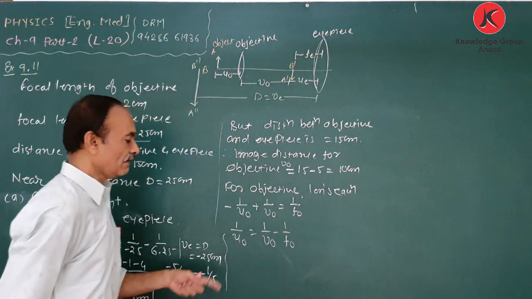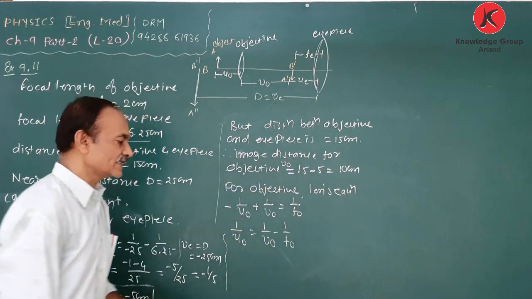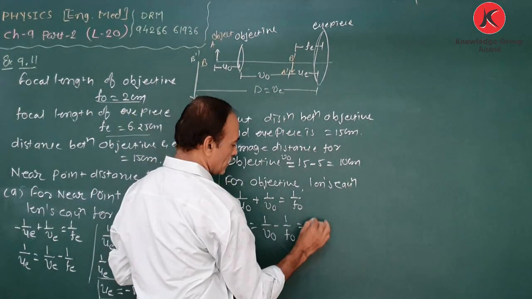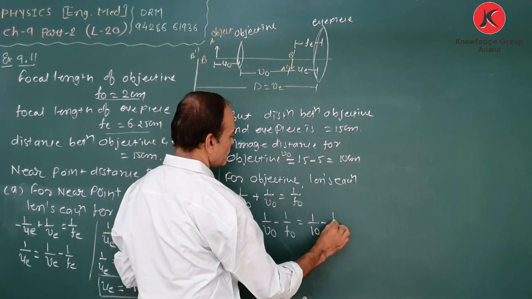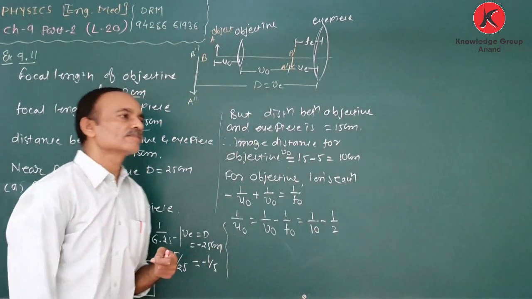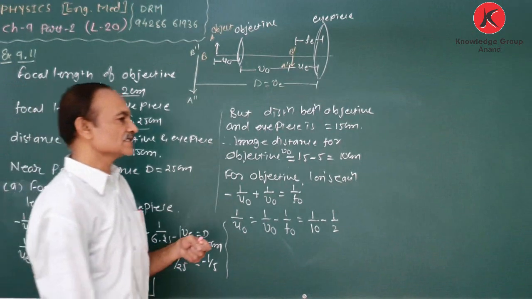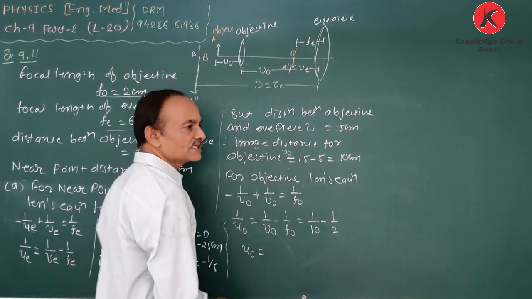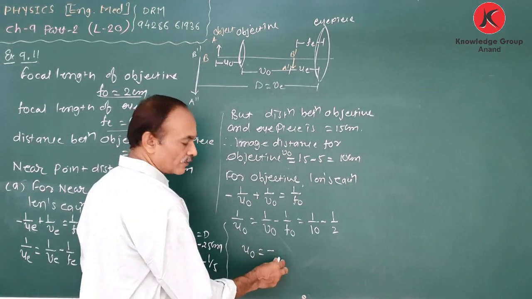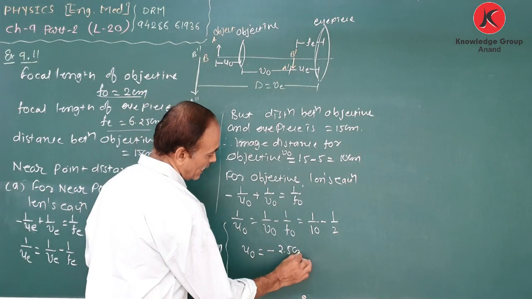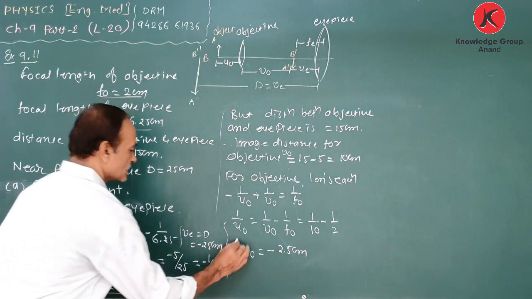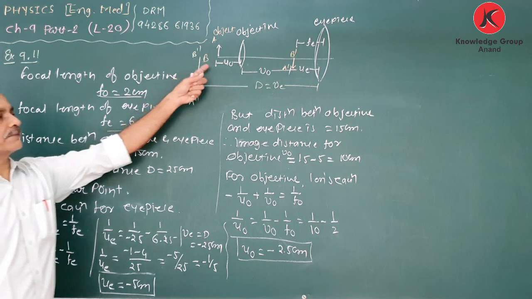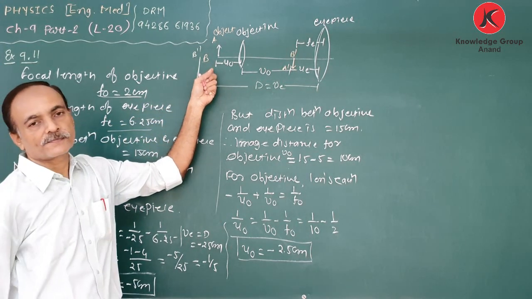Now listen, V0 we obtained is 10 centimeter, F0 is 2 centimeter. Therefore, 1 by 10 minus 1 by 2. Simplifying this, we obtain U0 is equal to minus 2.5 centimeter. That is the object distance of an object from the objective.